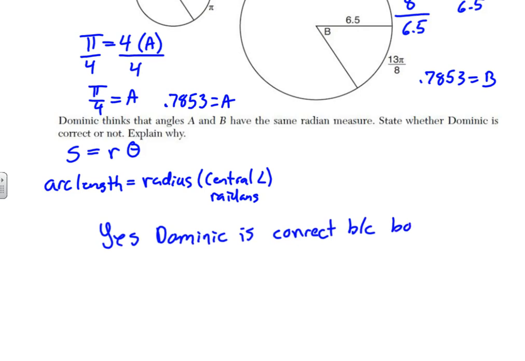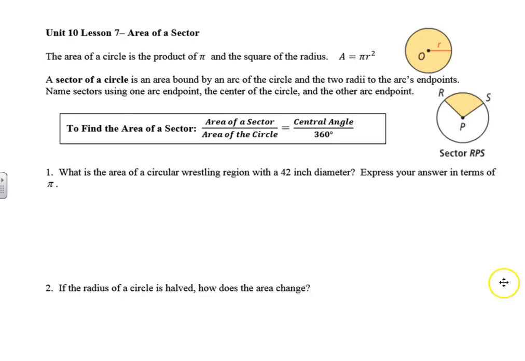Because both angles are 0.7853 radians. All right, so we use S equals r theta. Again, that is something that we can only use when we have a radian measure for the central angle. Otherwise, we're using the proportion that we had before. Okay, we're going to introduce a similar concept next time in lesson 7 for the area of a sector. All right, I'll see you back here soon.